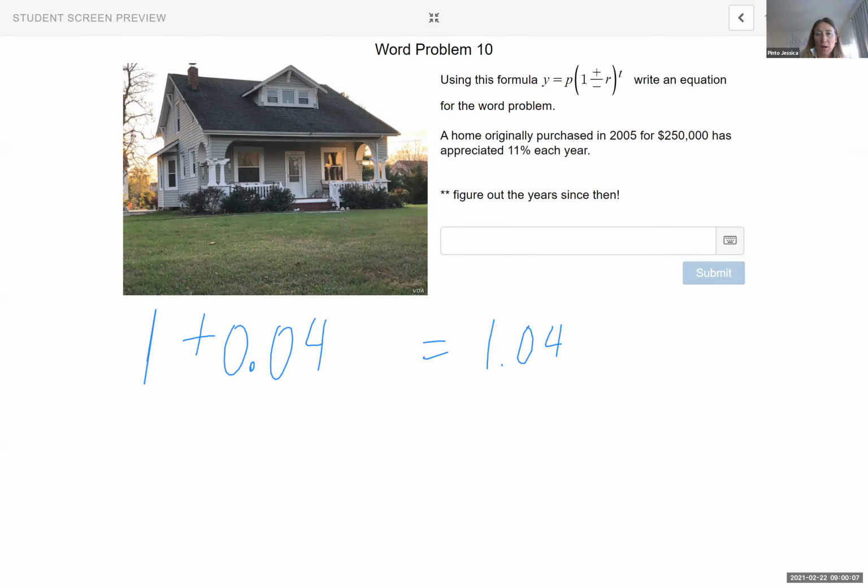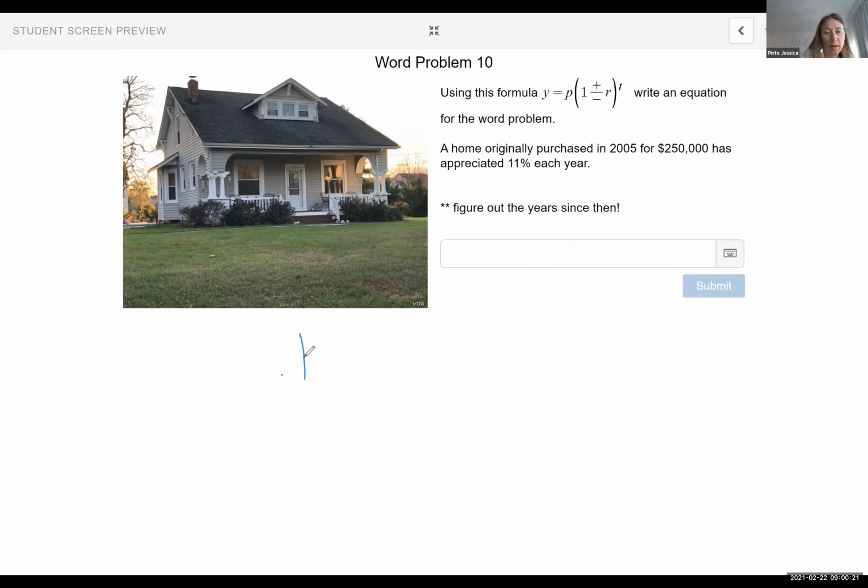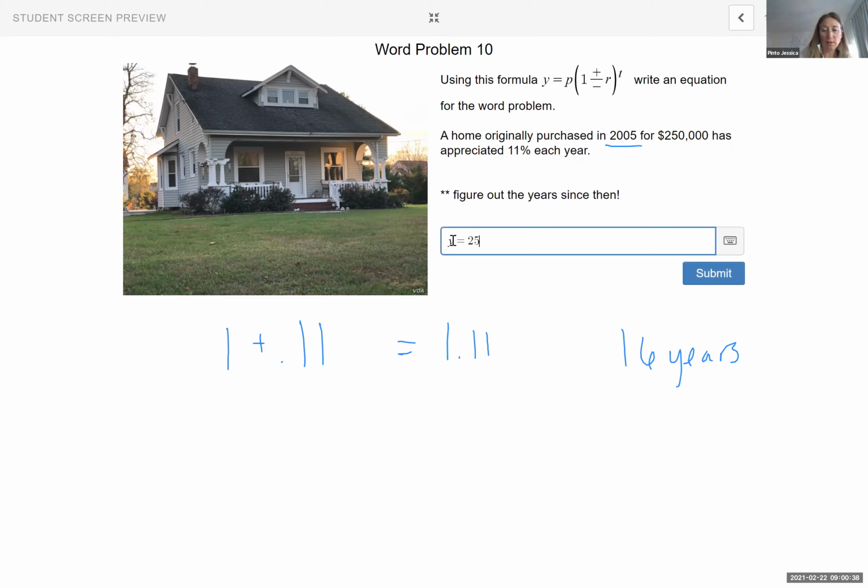Write an equation for the word problem. A home originally purchased in 2005 for $250,000 has appreciated 11%. So I know that I start with 250 and 11% is 0.11. So adding that to 1, I get 1.11. And then from 2005 to now is 16 years. So when I go to type this in, I've got y equals 250,000 times 1.11 to the 16th power.